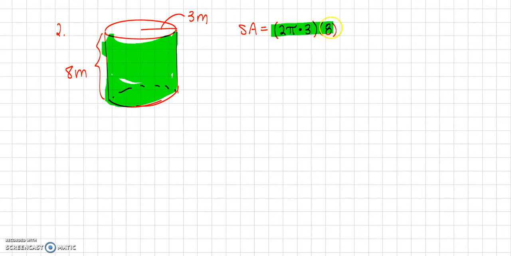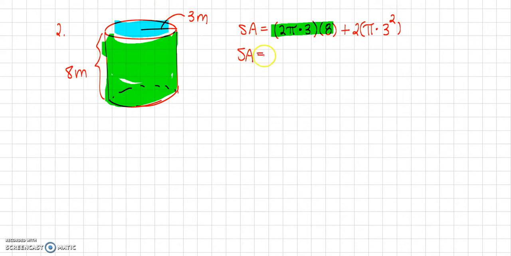What I have done here is done the area of the label. 2 pi r, where r is the radius, measures the circumference or the length of that rectangle, and then the height 8 is the width of that rectangle. I'm going to add that to the area of the bases. The area of that base is pi times r squared, and remember our r is 3. Also remember we got 2 of those bases, so that's 2. And the parentheses doesn't go there, it goes there.